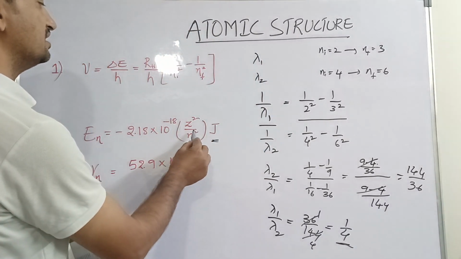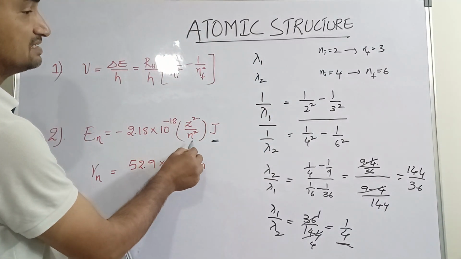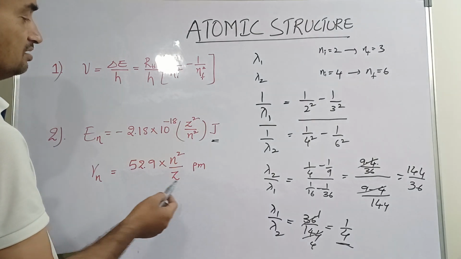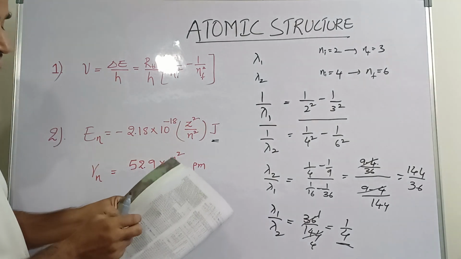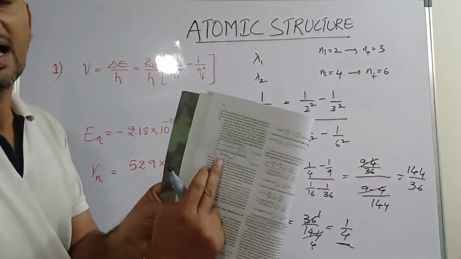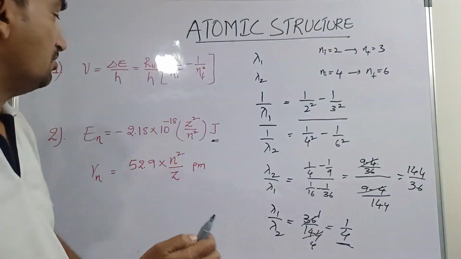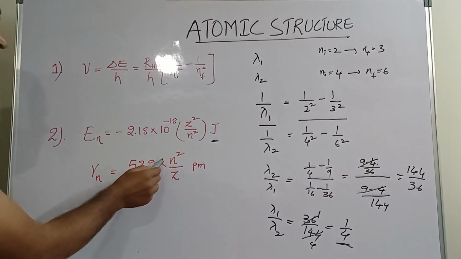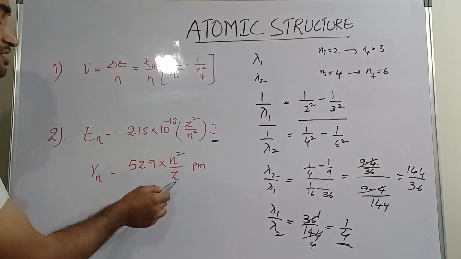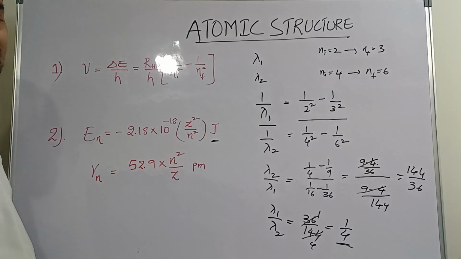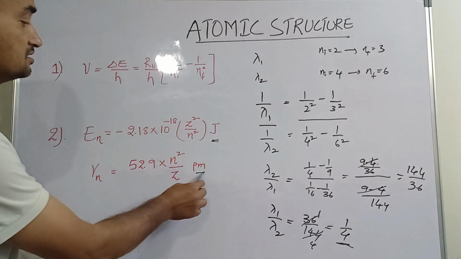So here what is Z? Z is the atomic number, n is the principal quantum number. Now the other formula is also given for calculation of radius. The formula is 52.9 into n squared by Z. Here also n is the principal quantum number, Z is the atomic number, and the radius is in picometers.